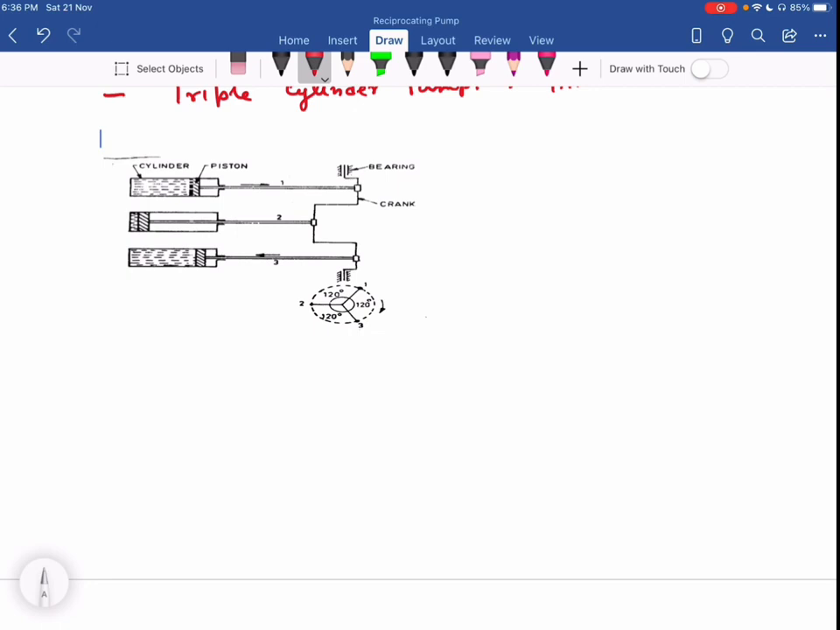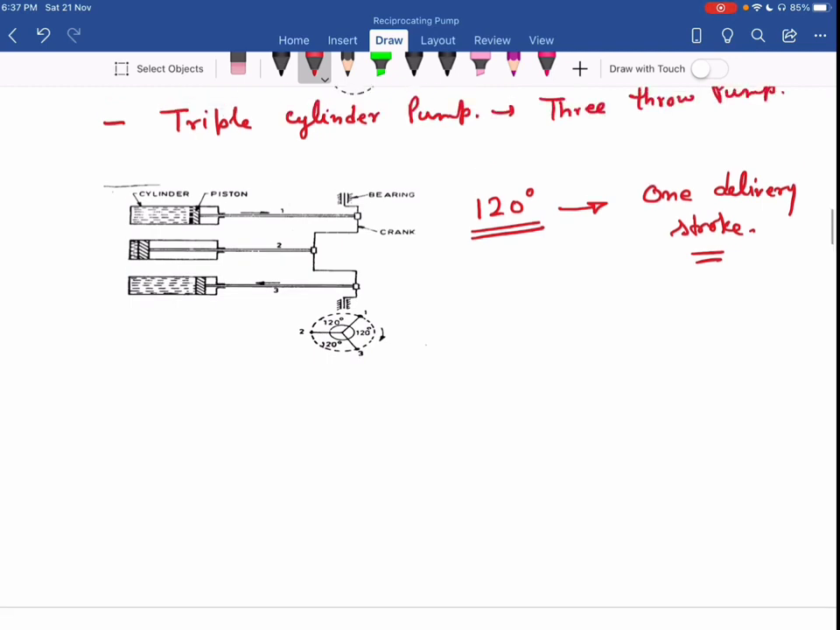Now here you can see the crank is set at an angle of 120 degrees. So for every 120 degree rotation of the crank, we get one delivery stroke. That's why in one cycle, we get three delivery strokes. That's why this pump is called a three throw pump. So this is the triple cylinder pump.